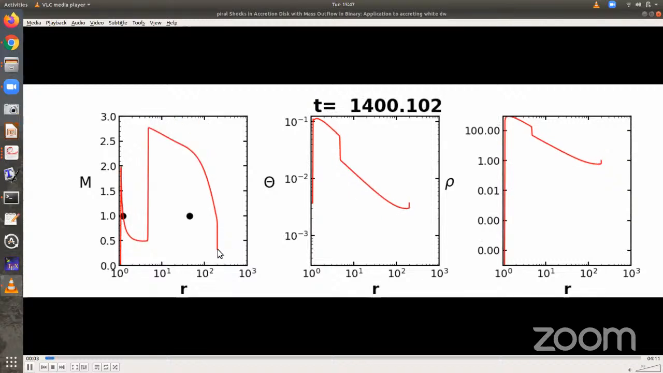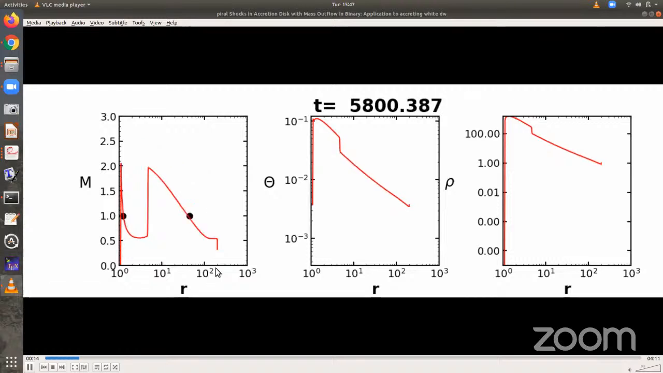So here, basically, we inject matter from the outer boundary. This is the temperature variation. This is the density variation. Here we can see, and this black dot is basically the sonic point. This is the outer sonic point. This is the inner sonic point.